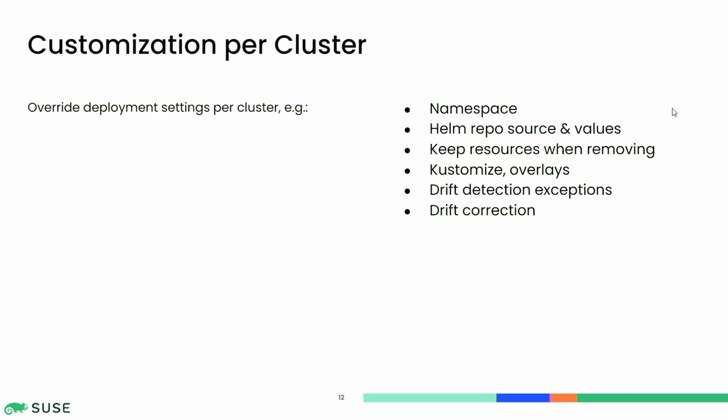For example, if we want to change the namespace something is deployed to, or the Helm values it uses. Or if you want to keep resources when removing the chart. Some charts are maybe a little bit dangerous to remove. If you think of Longhorn, you don't want to remove the CRDs, as it might then remove the physical volumes. So this is meant as a safety net against that. We also support customize as a post renderer, or if you have exceptions to drift detection, or you want to turn on drift correction only for some charts.